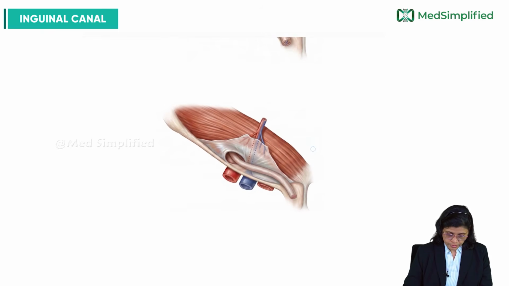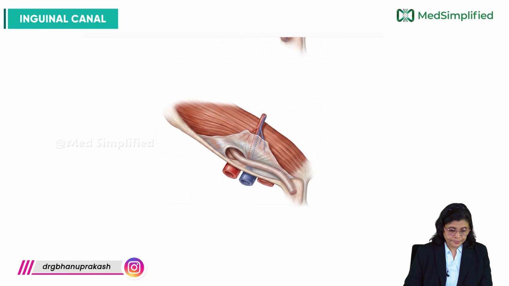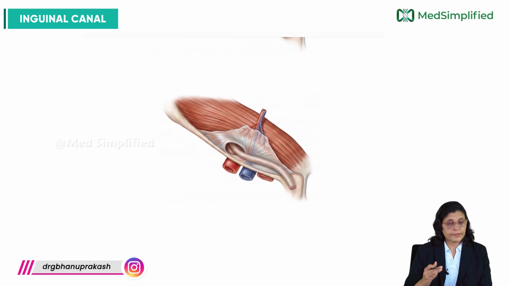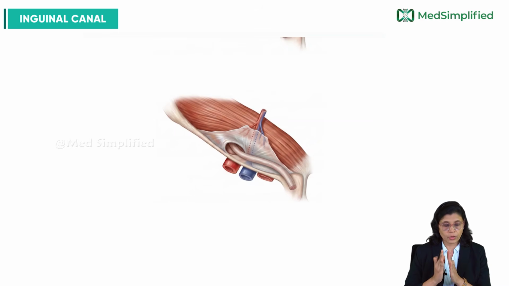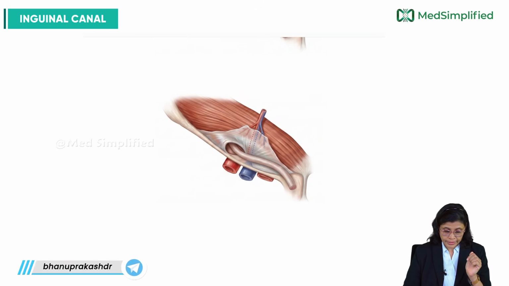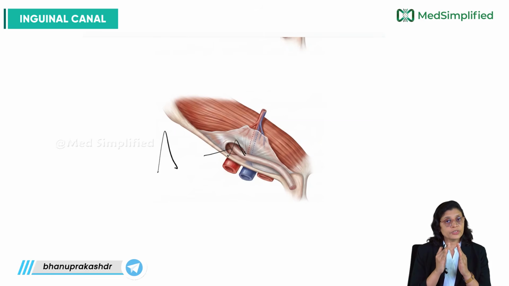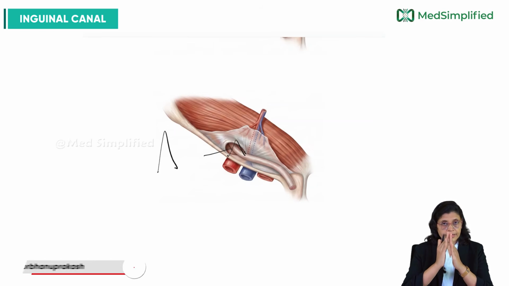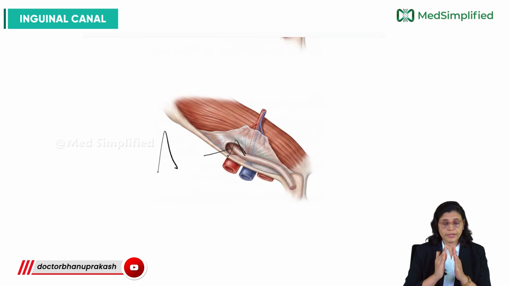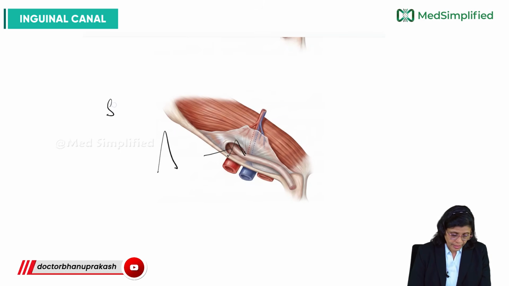Then we have what we call the slit valve mechanism. Whenever there is increased abdominal pressure, the external oblique muscle contracts. Because of that, the superficial inguinal ring becomes like a slit, because the superficial inguinal ring is within the aponeurosis of the external oblique muscle. When it contracts, the two crura of the superficial inguinal ring get pulled up and form a slit. So that is known as the slit valve mechanism.